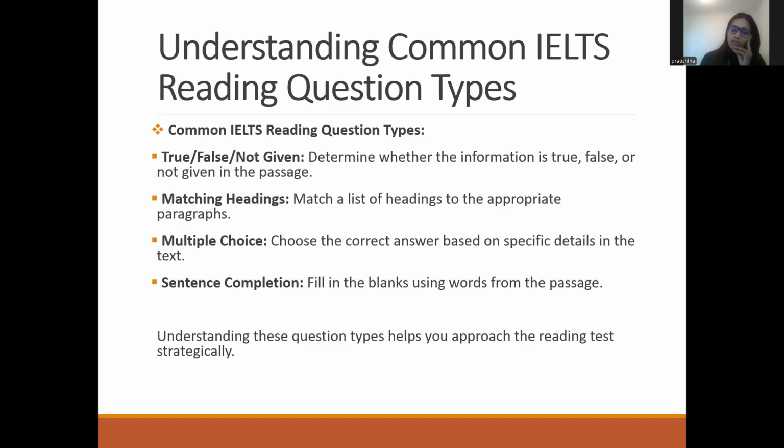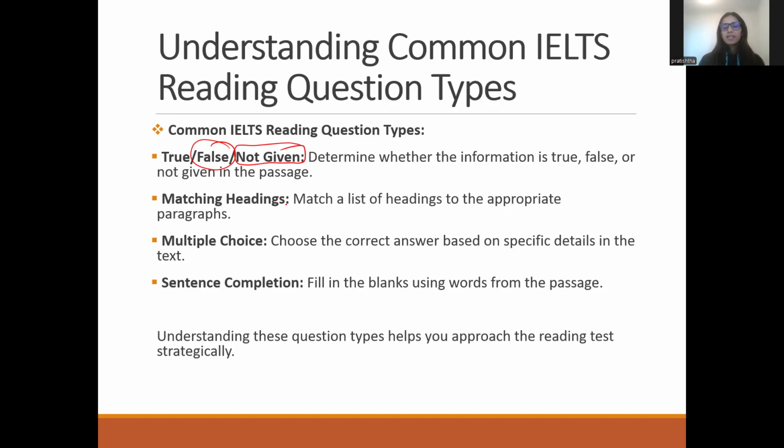True, false, and not given. The most challenging one is the not given part, where it seems like the information is probably true, so you get confused between whether it's false or not given. To choose between them: if it's not given, nothing would be mentioned about it. We don't have to infer information, we don't have to guess information, we have to stick to the facts. If it's not given, the information would genuinely be not given. If it's false, probably some other or alternative information would be given.